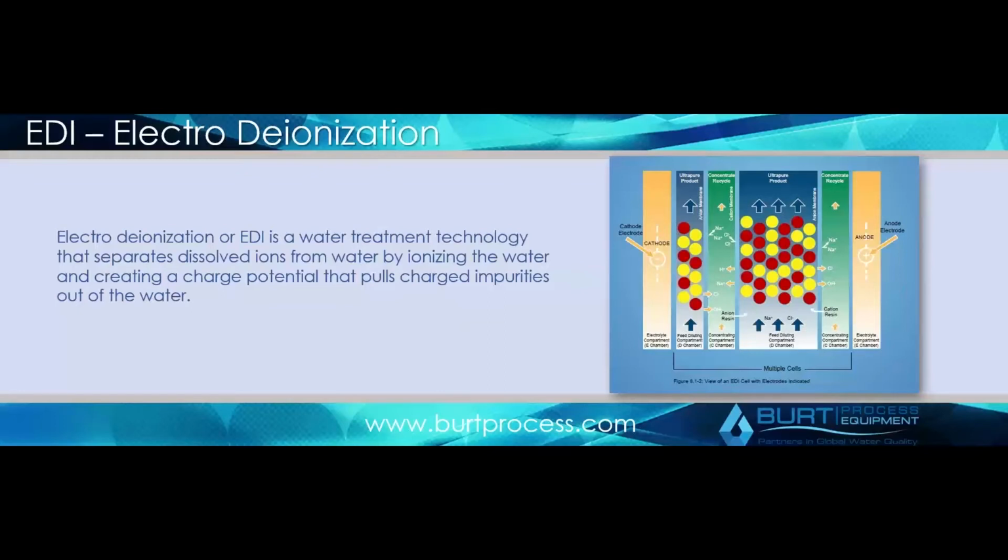It's also fairly common to use these in conjunction with each other. EDI and DI together are often utilized to make ASTM type 1 or higher, like electronic grade water, in those cases.